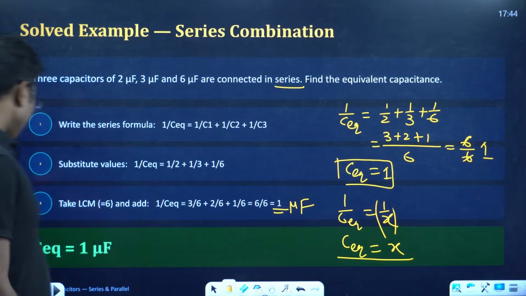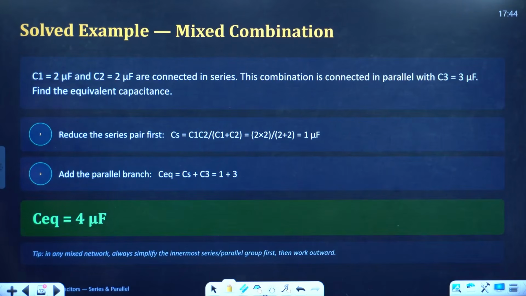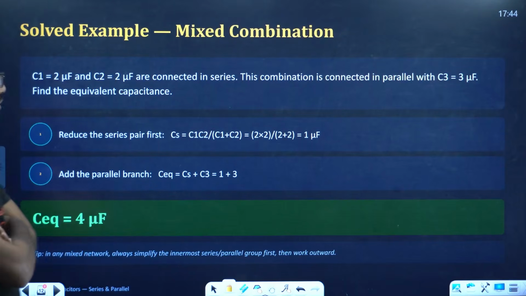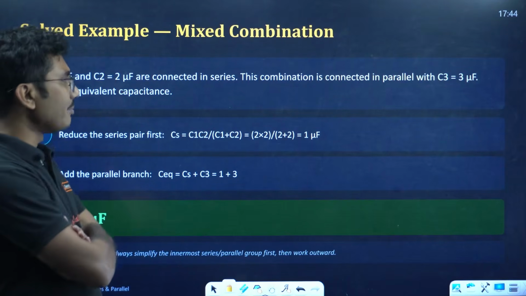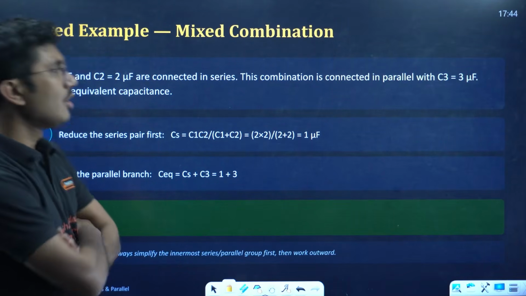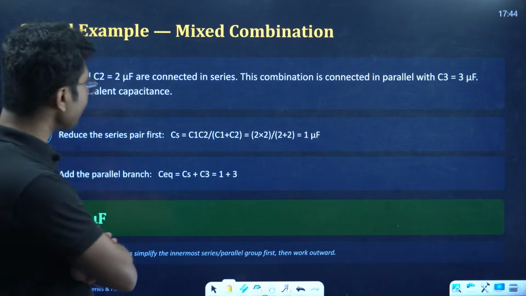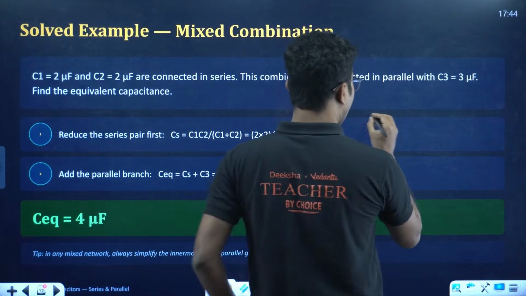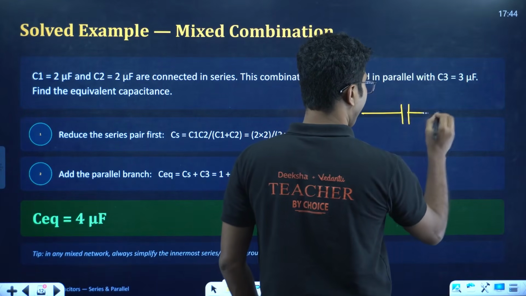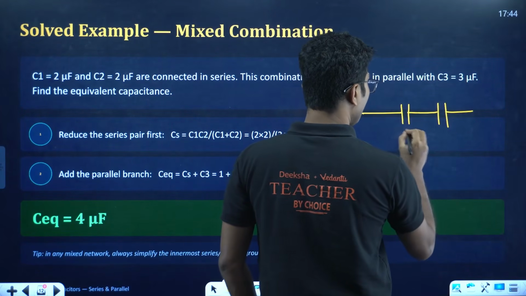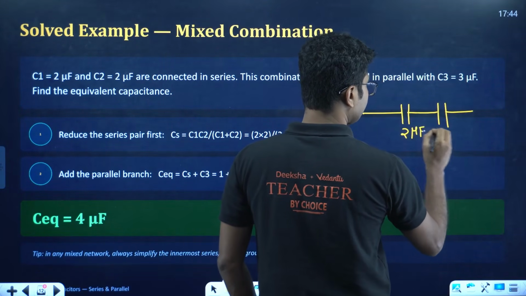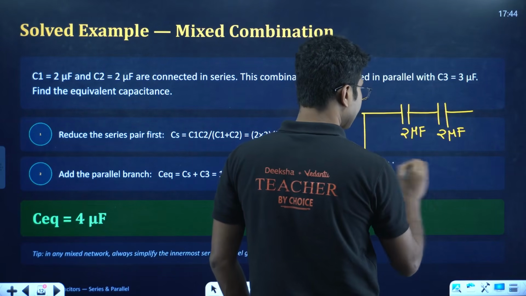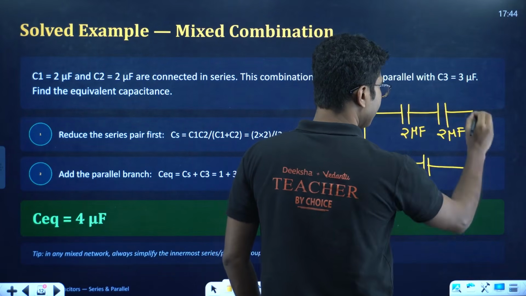Okay, now let's move on. C1 is equal to 2 microfarad and C2 is equal to 2 microfarad are connected in series. This combination is connected in parallel with C3 equal to 3 microfarad. Find the equivalent capacitance. So here we have 2 microfarads connected in series, and their combination is connected in parallel with a 3 microfarad.